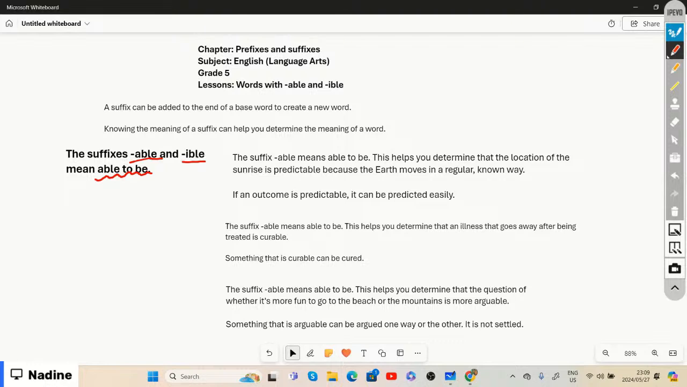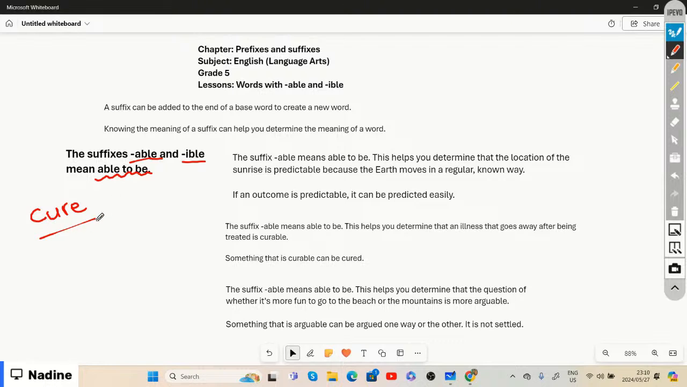So for example, we have a word cure, right? Cure is a word that can stand on its own. Of course, cure is when you have any disease or sickness, and they give you medication or something, and then you'll be able to be cured from that illness or disease.